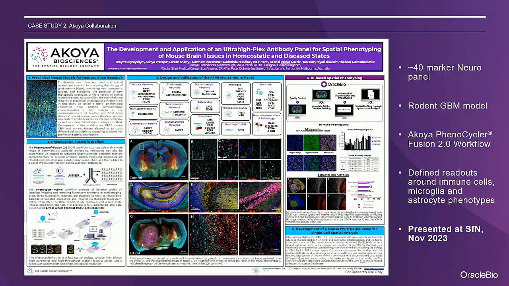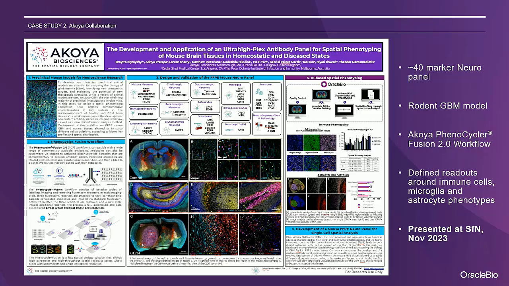This poster is available on both the OracleBio and Akoya websites if you're interested in reviewing this in more detail. From a top level, the poster details how the samples and images were prepared. It explains the PhenoCycler fusion workflow, which was used to perform the ultra-high-plex staining. The PhenoCode discovery panels were used, which are ideal for initial discovery work. The poster also covers the specific neuro panel used for this analysis.